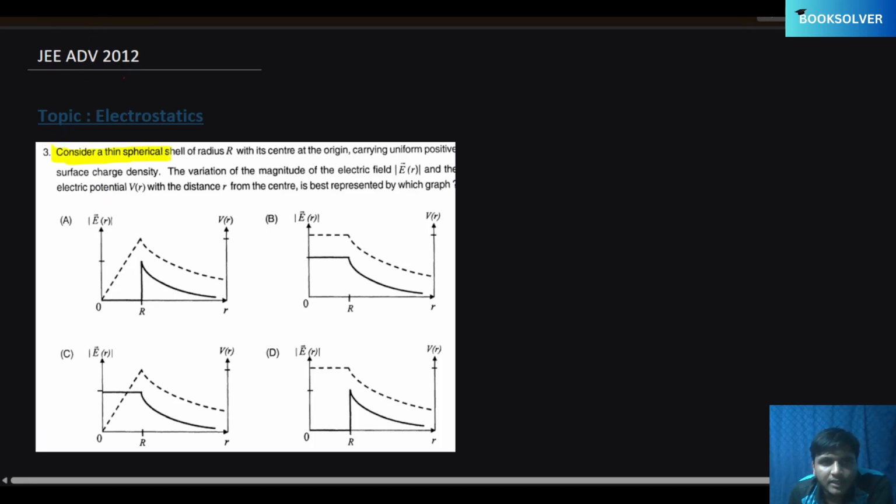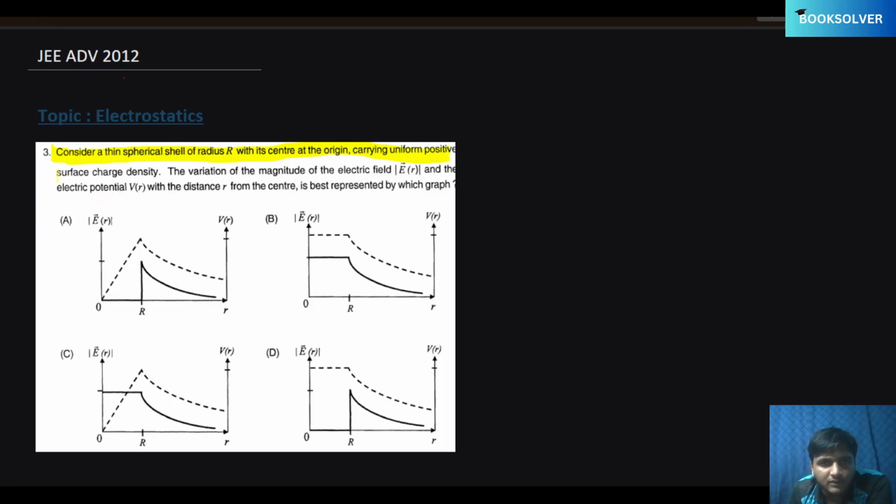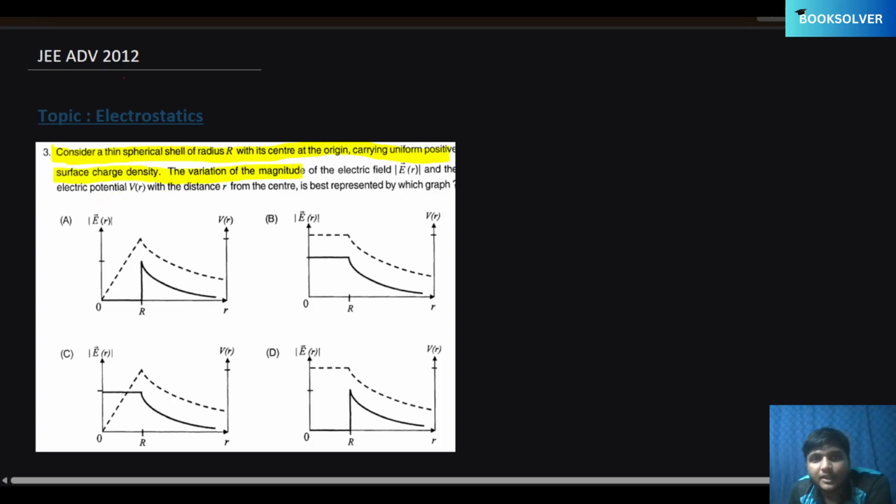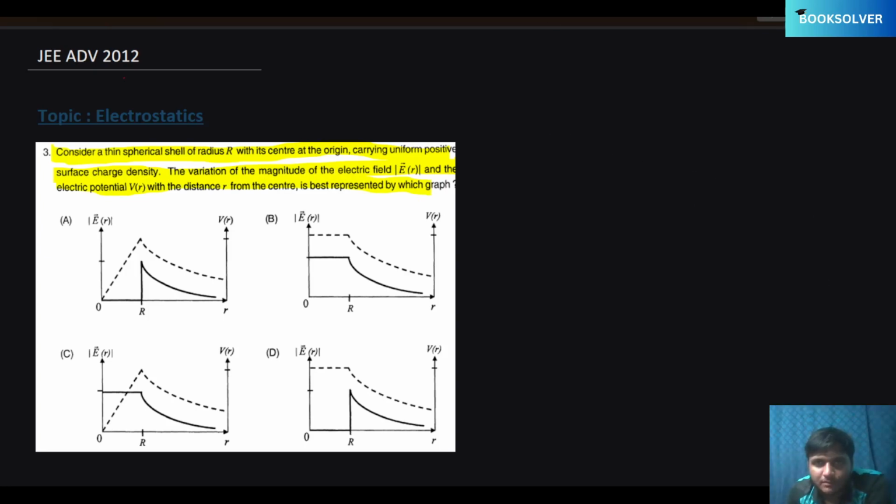Let's consider there is a thin spherical shell of radius R with its center at the origin, carrying a uniform positive surface charge density. The variation of the magnitude of the electric field and the electric potential with the distance r is best represented by which graph. Okay, so let's try to solve this question.